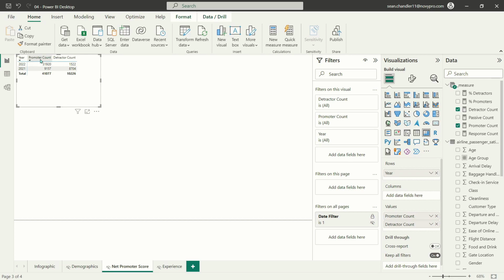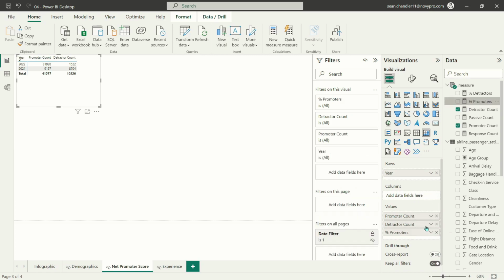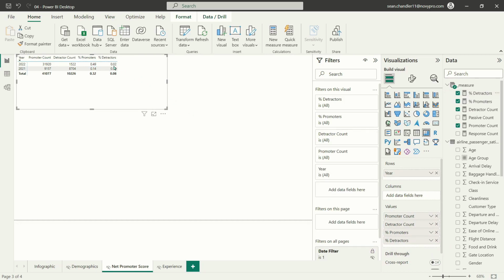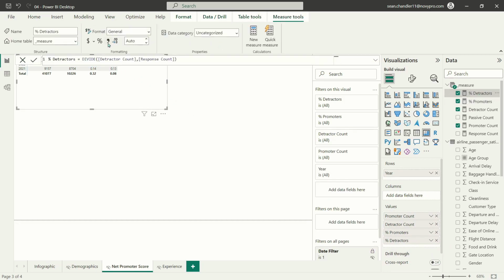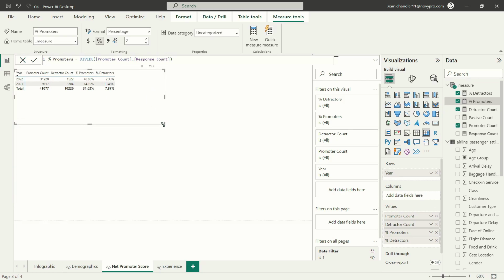If our Net Promoter Score is as much better as I think it's going to be for 2022 compared to 2021, that's your headline. That is the story that we want to hammer home in this infographic. But let's not get too far ahead of ourselves. Now let's go ahead and put percent promoters and percent detractors in here. Okay, and you can see, let's go ahead and convert our percent detractors and percent promoters to percentages.